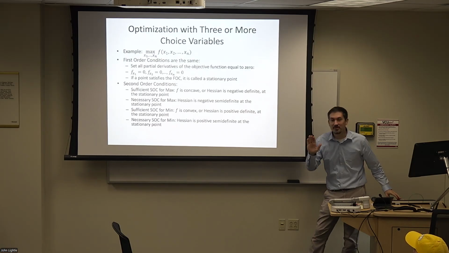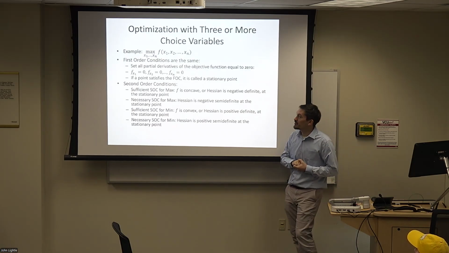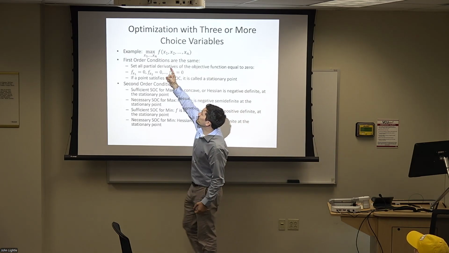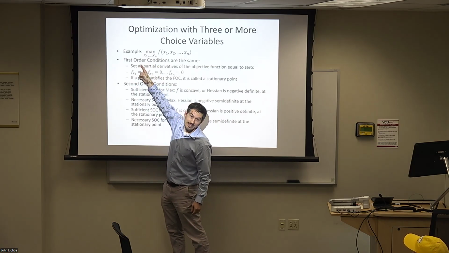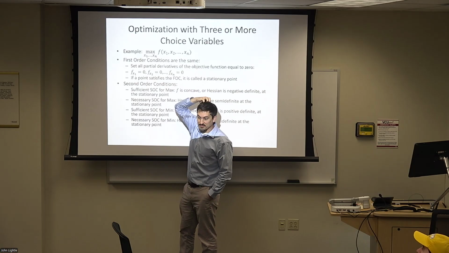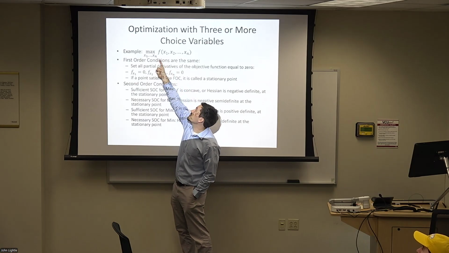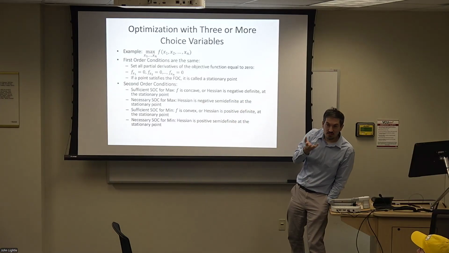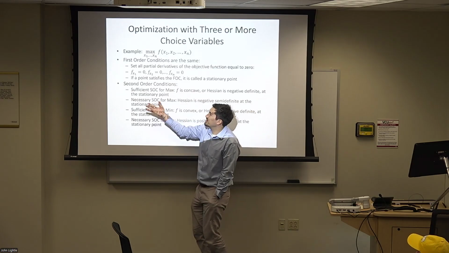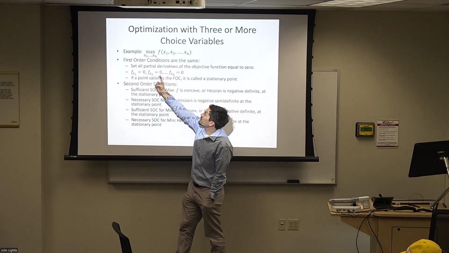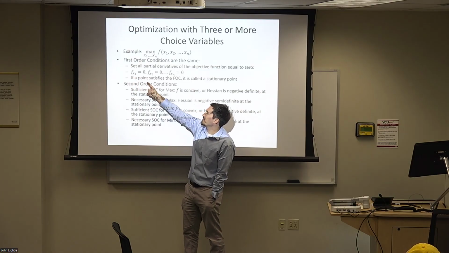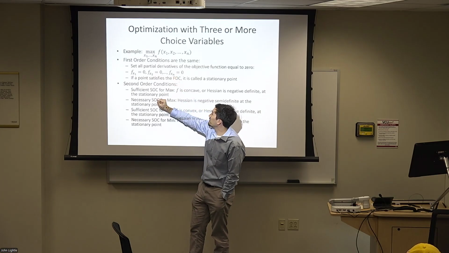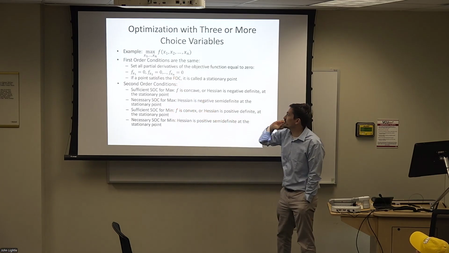But before we get to some examples, let's talk about what it would be like if there were three or more choice variables. You could imagine a function with not 2, but lowercase n choice variables. This is an objective function with n choice variables, n inputs. The first order conditions are the same. It just extends: the first partial derivative with respect to the first variable has to be 0, the partial with respect to the second variable has to be 0. For every variable, the partials have to be equal to 0. That's how you know it satisfies the first order conditions.